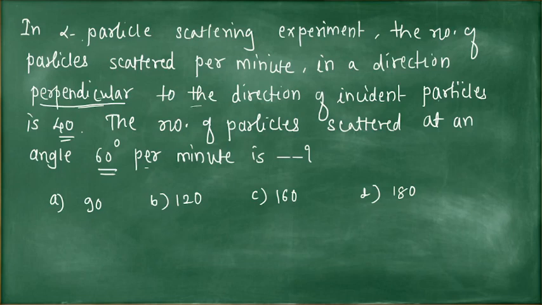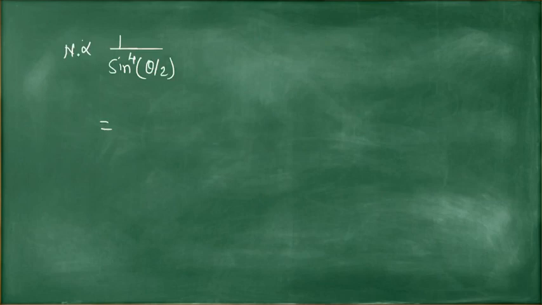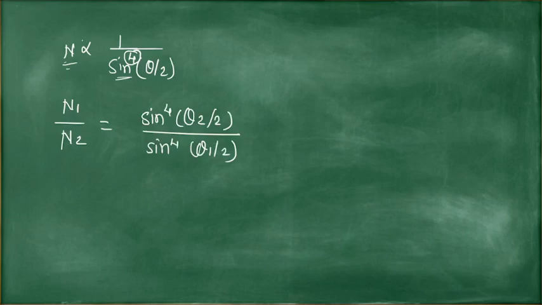We know the formula for the number of alpha particles: N is inversely proportional to sine raised to 4 theta by 2. So for two numbers of particles scattered, n1 by n2 is equal to sine raised to 4, because sine is in the denominator place. So you have to take theta 2 on the numerator side and theta 1 on the denominator side.